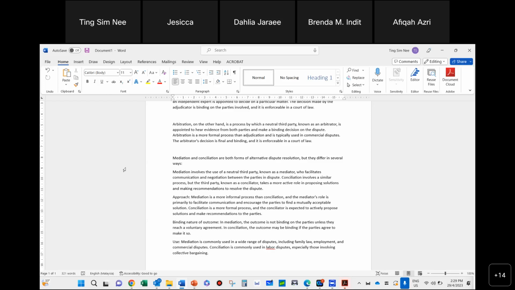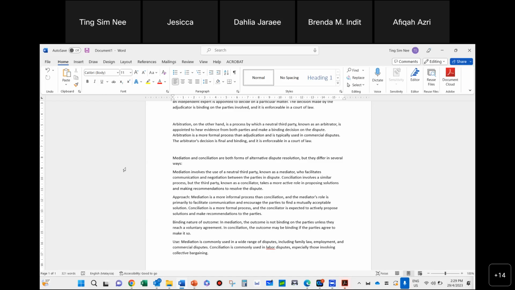So that is conciliation. But the conciliator's outcome is binding in a way. The parties must agree to make it so. Okay, it is binding. But for mediation, the outcome is not binding. Not binding means that unless they all agree to come to a solution and sign a piece of paper, whatever comes out from a mediation, both parties can still go on the same way. They don't have to follow.